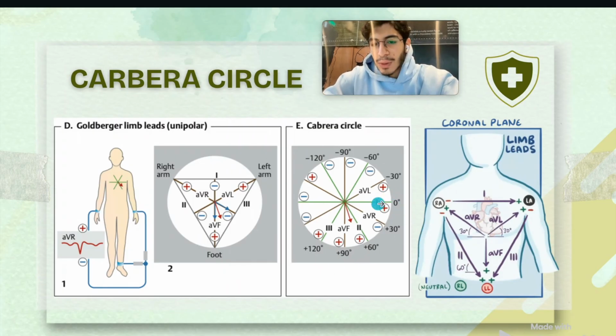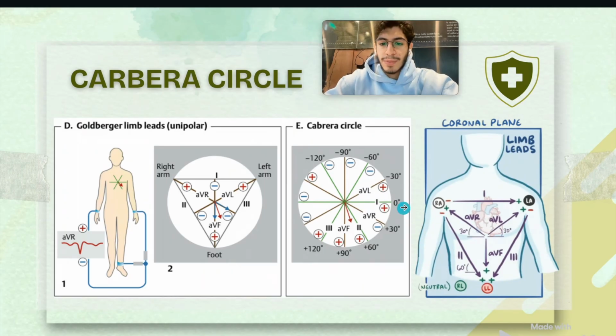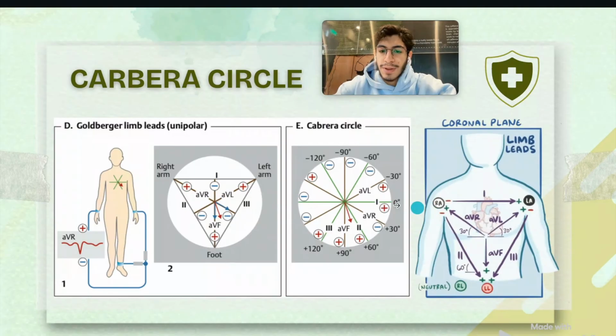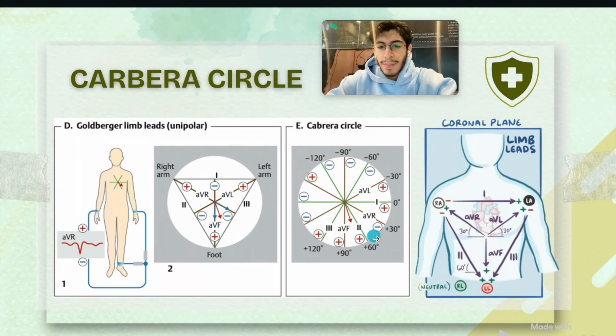Here lead 1 points to 0 degrees. So start at 0, positive 30, positive 60, 90, 120, 150, 180. Here you're going backwards, negative 30, negative 60, negative 90, negative 120, negative 150, 180. Lead 1 is the horizontal one. Lead 2 is 60 degrees after that, going down to the left leg, so positive 60.